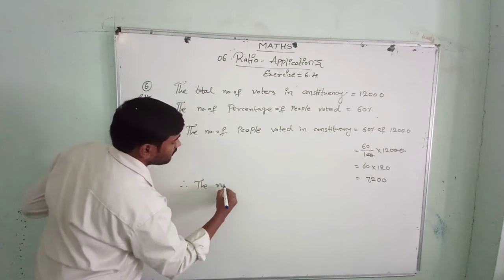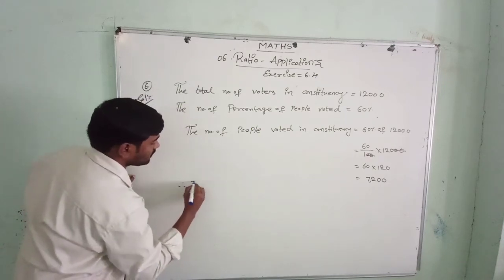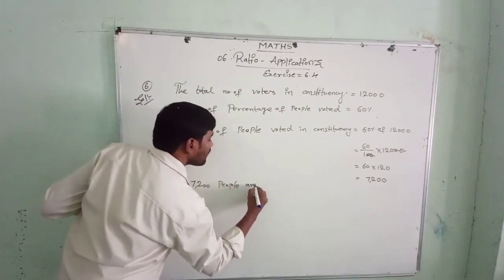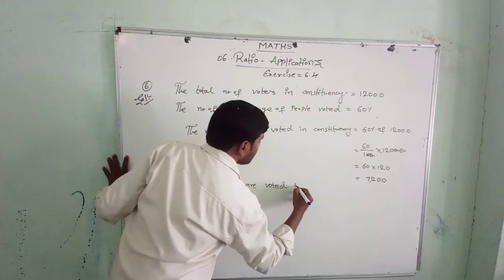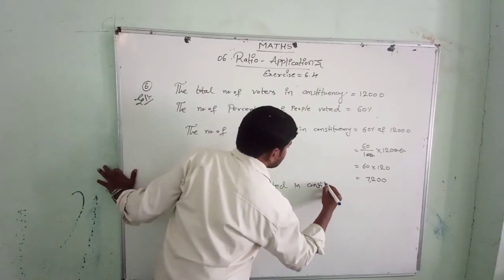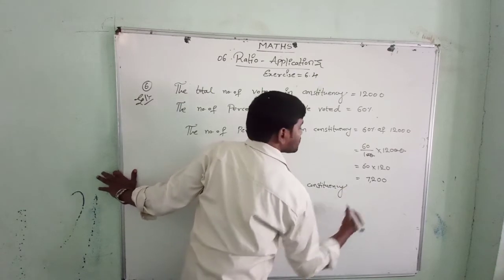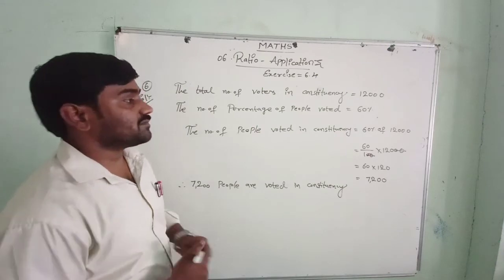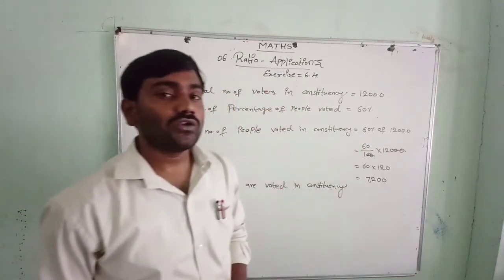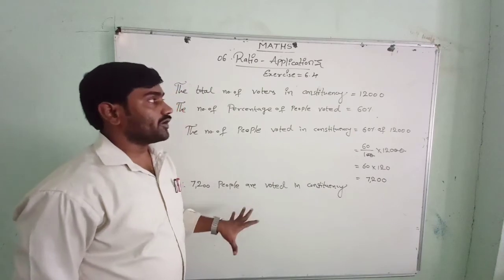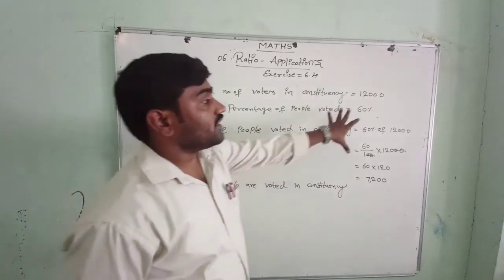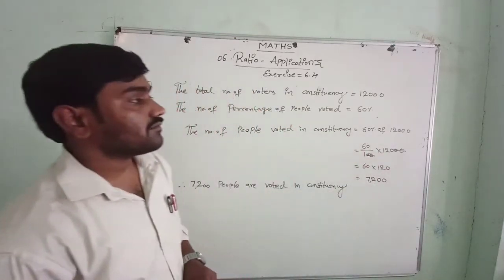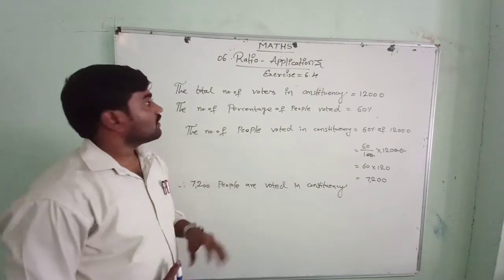Therefore 7,200 people voted in the constituency. Thus 60% of 12,000 is 7,200. So only 60%, nothing but 7,200. This is what we need to find out. 60% of 12,000 we can find out in that way. I hope you understood this.